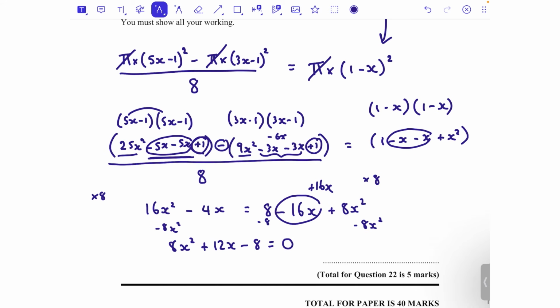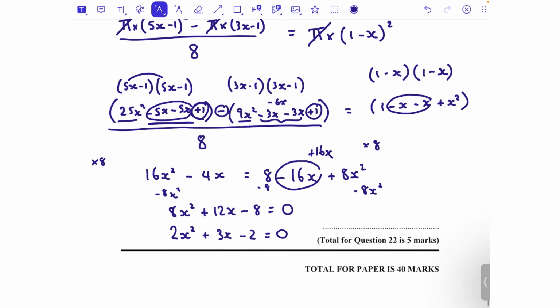Okay, all of those terms are in the 4 times table, so I'm going to make my life a little bit easier here and divide both sides of this equation by 4. So 2x squared, add 3x, minus 2 equals 0. Now that is going to factorise, we would hope, on the non-calculator paper. Sometimes it doesn't, but most of the time it does.